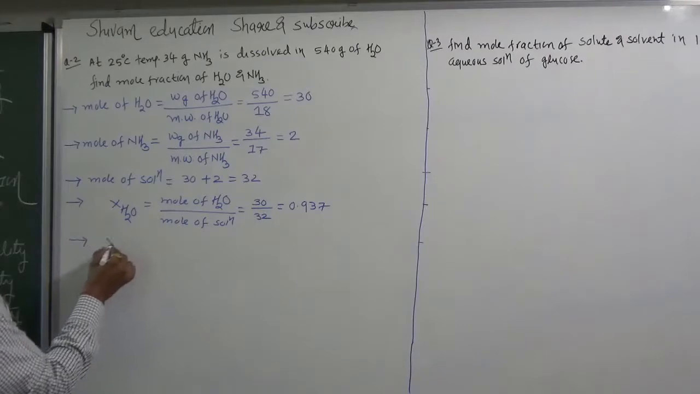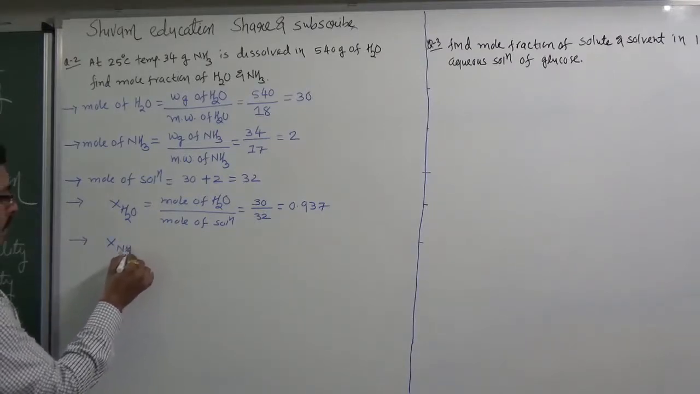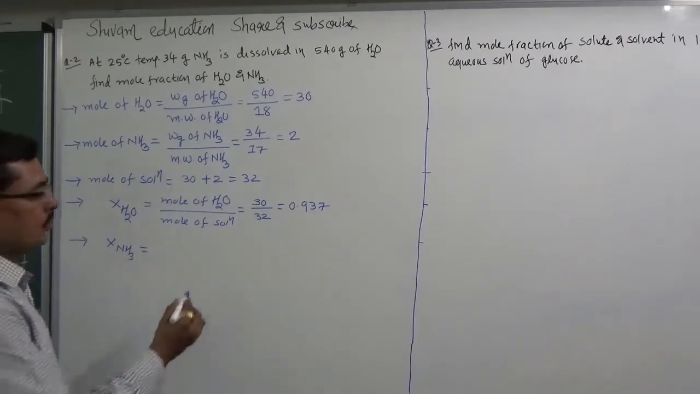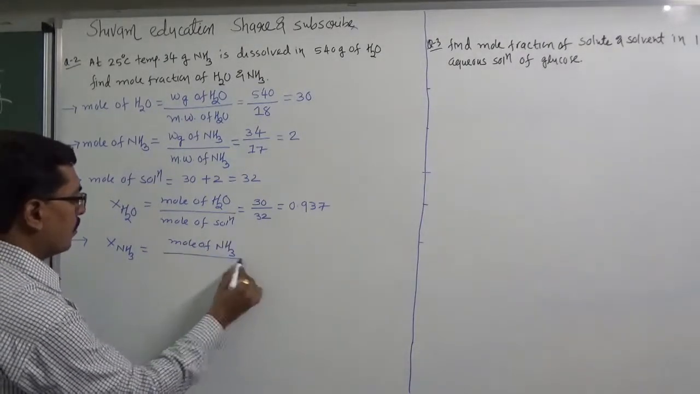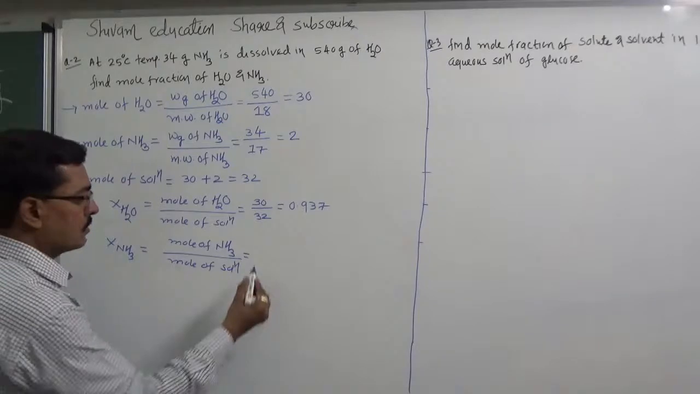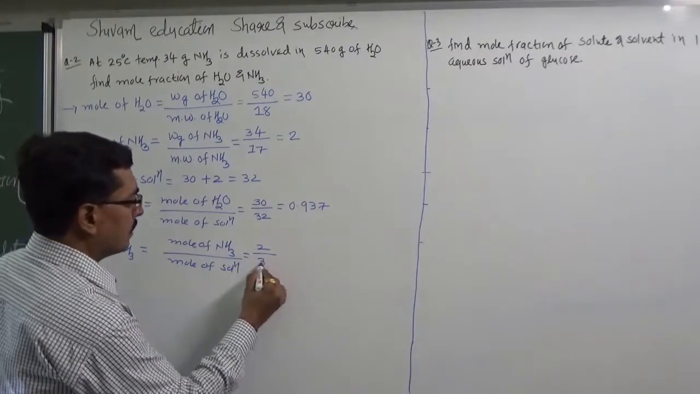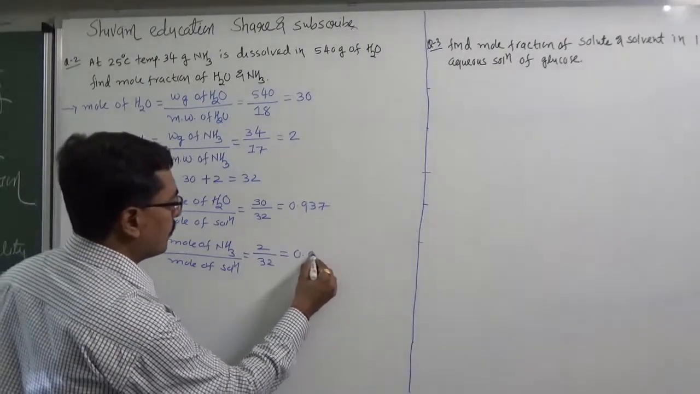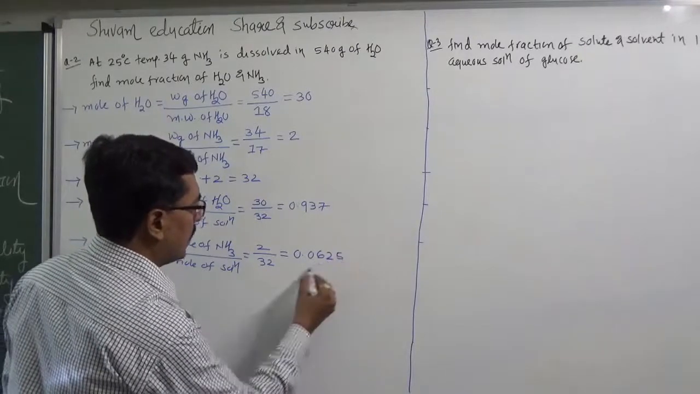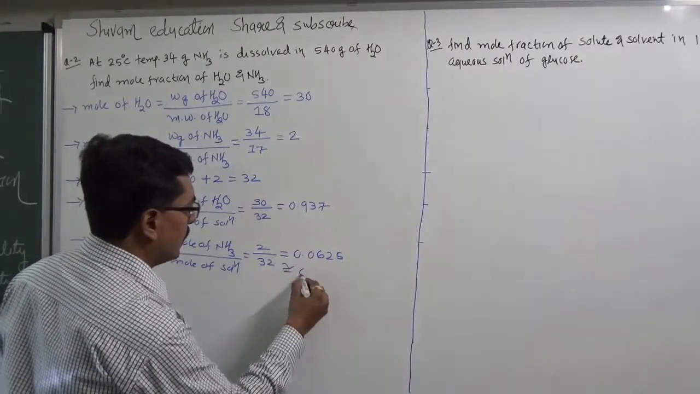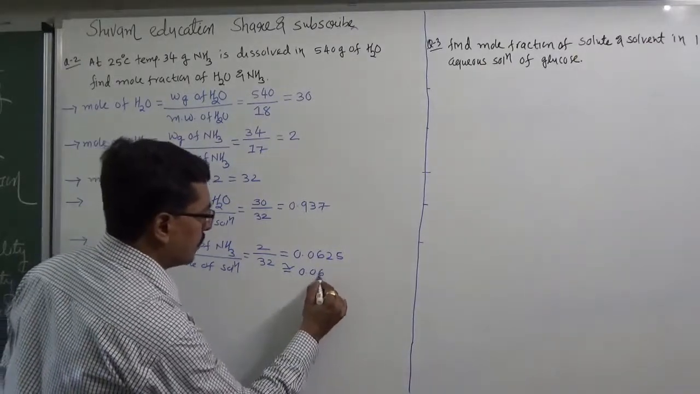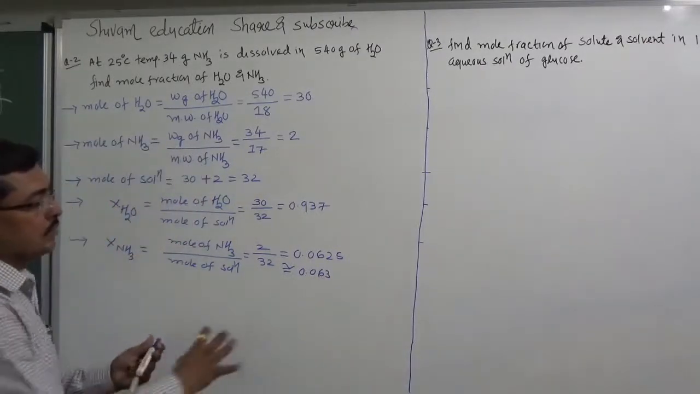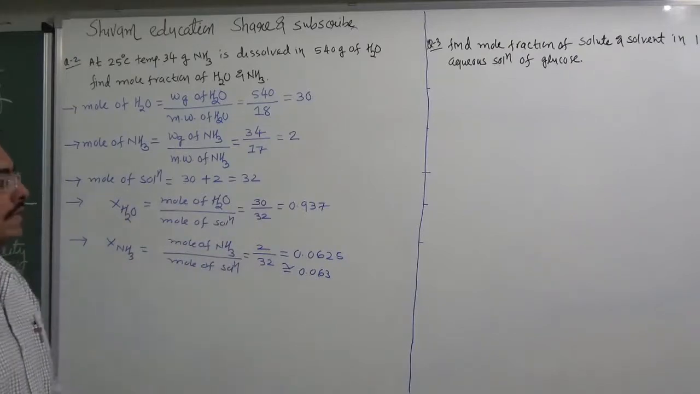Now you have to find out the mole fraction of ammonia. Mole fraction of ammonia equals mole of ammonia divided by mole of solution. So now simplify 2 divided by 32 and you will get 0.0625, and the approximate value of this we can take as 0.063. Your answer will be 0.063. So now the sum of both components you will get is 1.